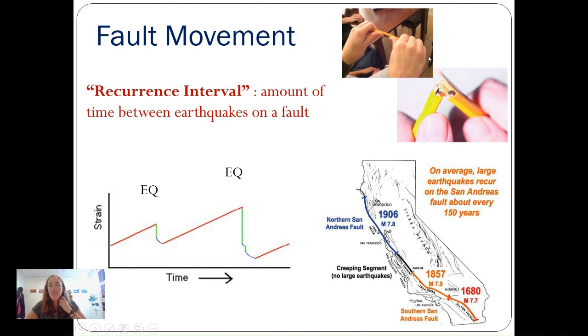A good analogy for this is that if you take a wooden pencil and you start to bend it, you're adding stress to it until it breaks. The breakage would be like the earthquake. So the act of actually breaking the pencil would be like the earthquake. You've taken the stress off, and then you could take your smaller chunks of pencil and break them again, have another earthquake. So hopefully that's a good analogy to show you why earthquakes happen over and over in the same location.